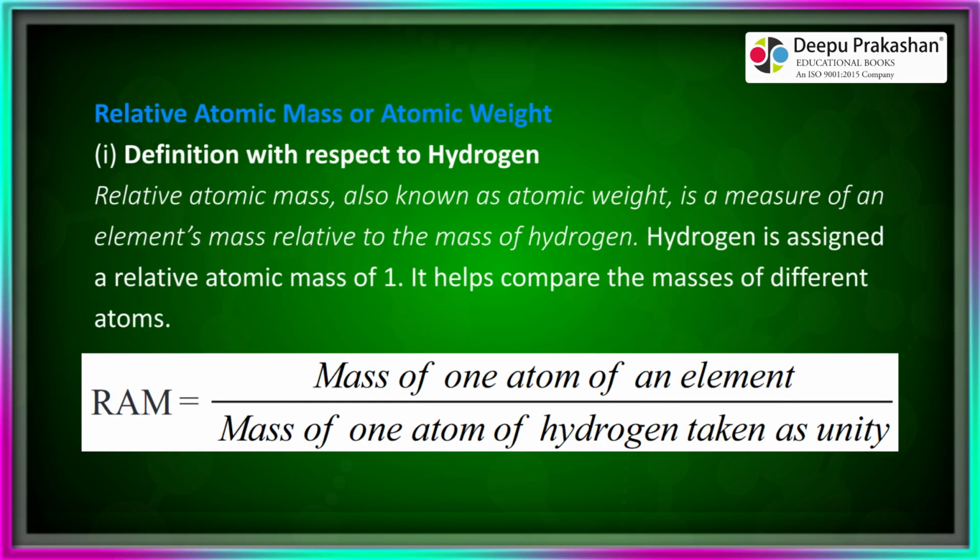Relative atomic mass or atomic weight. First, definition with respect to hydrogen. Relative atomic mass, also known as atomic weight, is a measure of an element's mass relative to the mass of hydrogen. Hydrogen is assigned a relative atomic mass of 1. It helps compare the masses of different atoms.